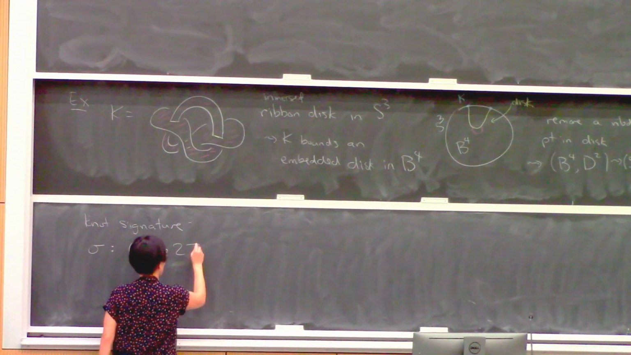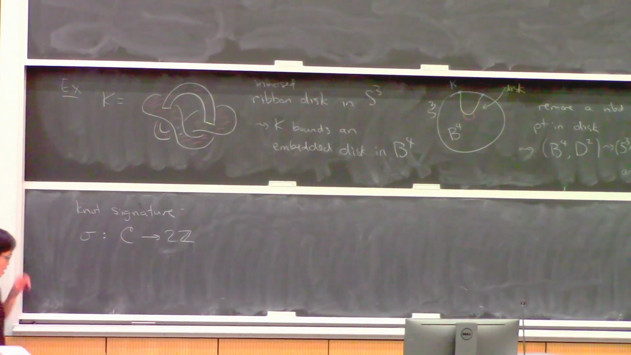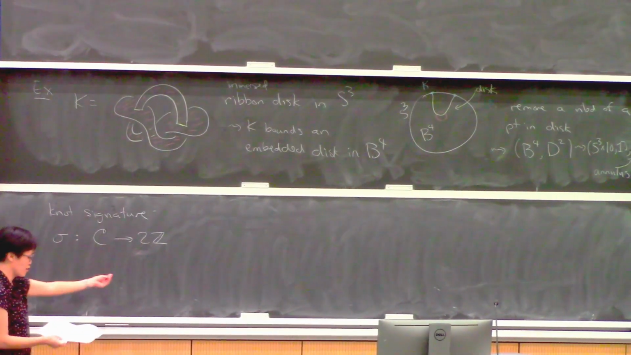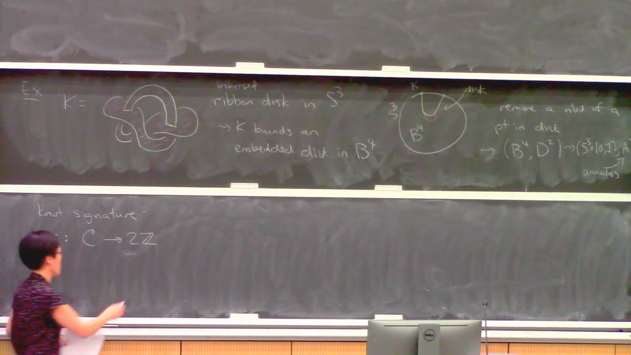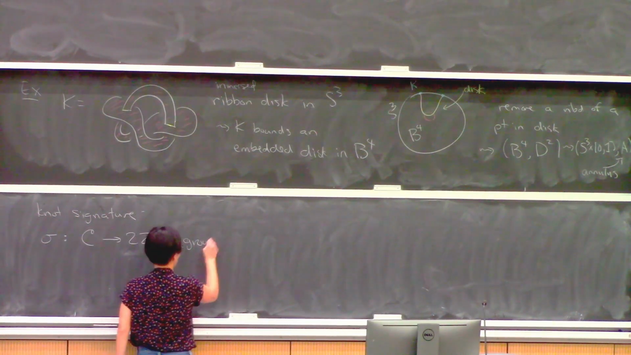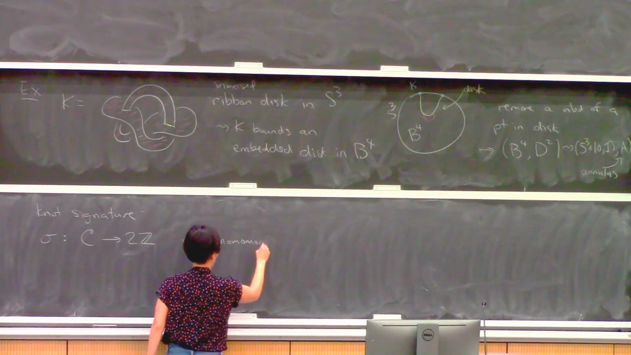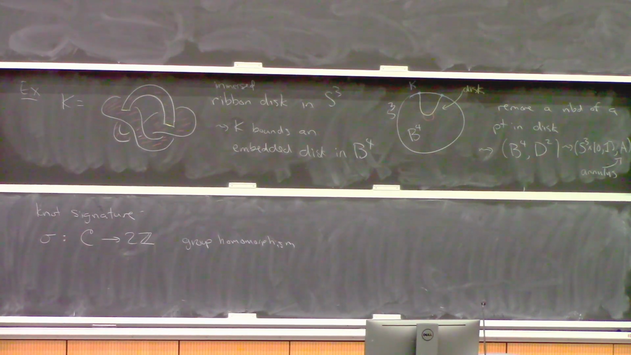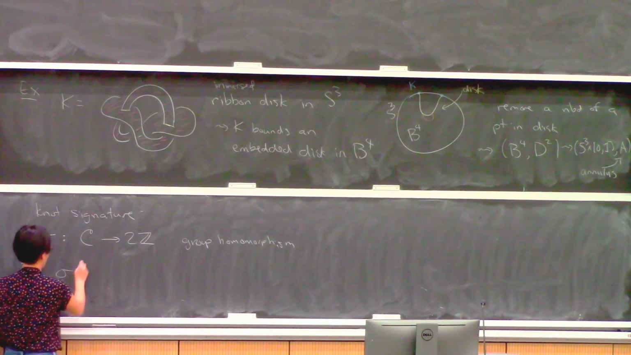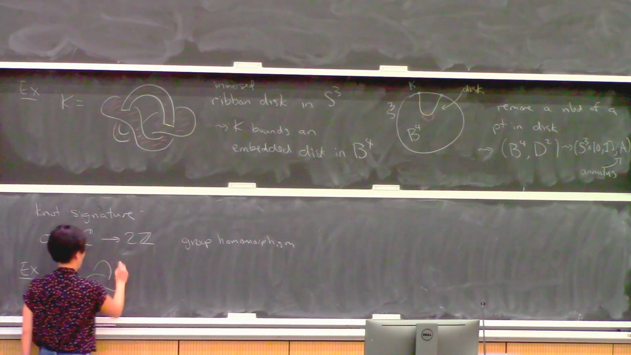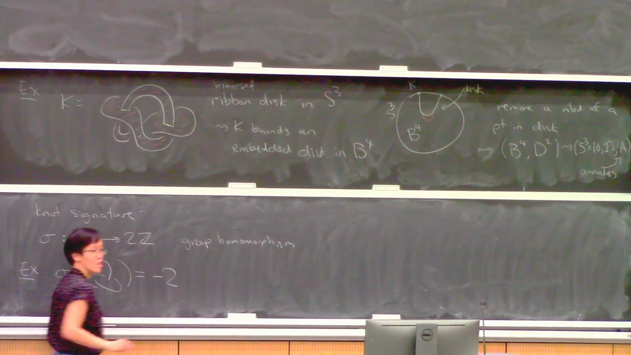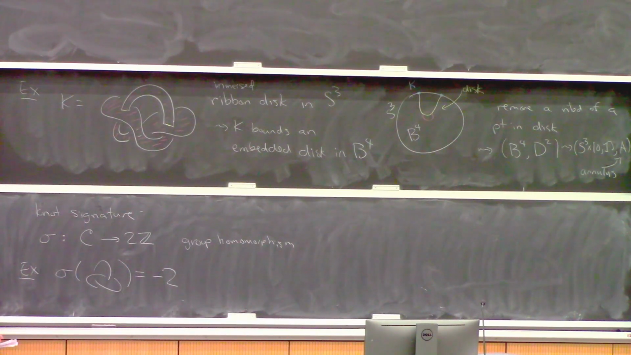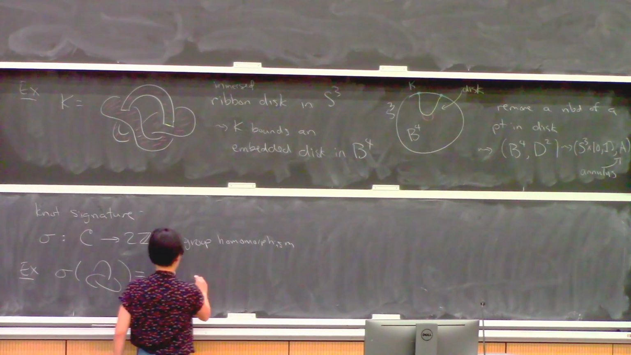It maps to the even integers. To a knot, it assigns an even integer, and the fact that this is a group homomorphism means that it respects your group operations. So if you add two knots and take the signature, it's the same thing as taking the signatures and adding them. It turns out that the signature of the trefoil is -2. So this immediately tells us that the trefoil is of infinite order in the concordance group.